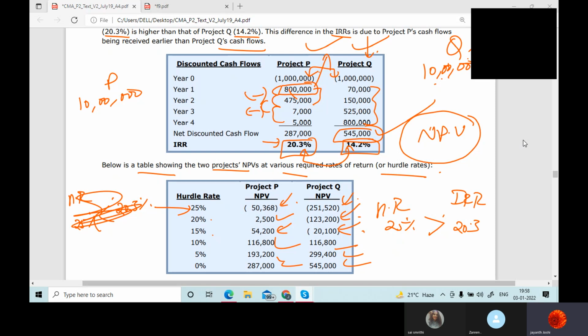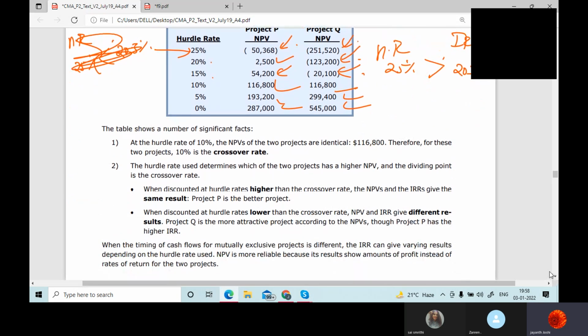Finished? Now, the table shows a number of significant facts. At a hurdle rate of 10%, you can see both of them are the same. That means you can accept any project. At 10%, you would be indifferent between project P and project Q.